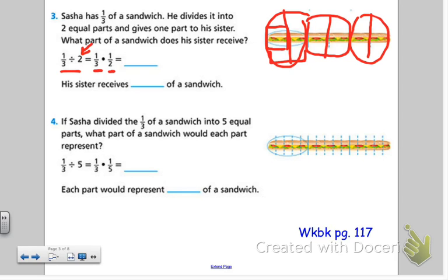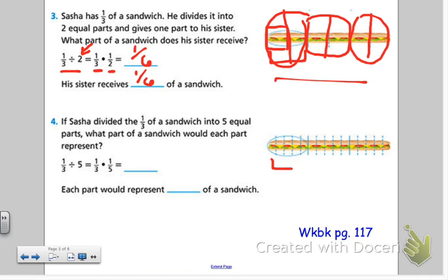1/3 times 1/2. And that's going to give us the 1/6 that you see over here. So his sister is going to receive 1/6 of a sandwich. Now what if Sasha divided the third of a sandwich into 5 equal parts? So he didn't just cut it in half, he divided it up into 5 sections. What part of a sandwich would each part represent?